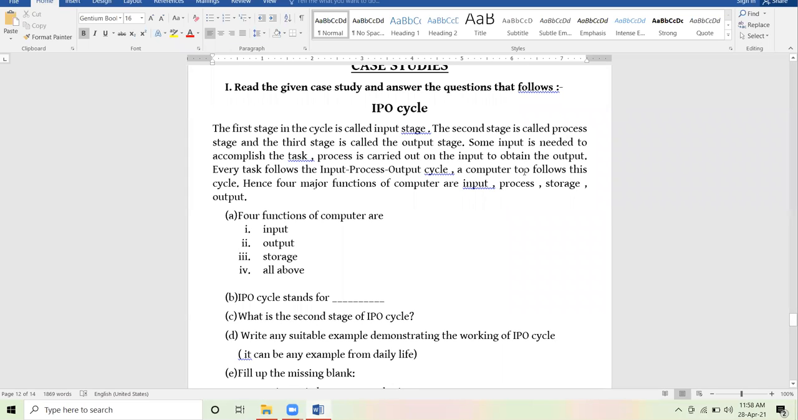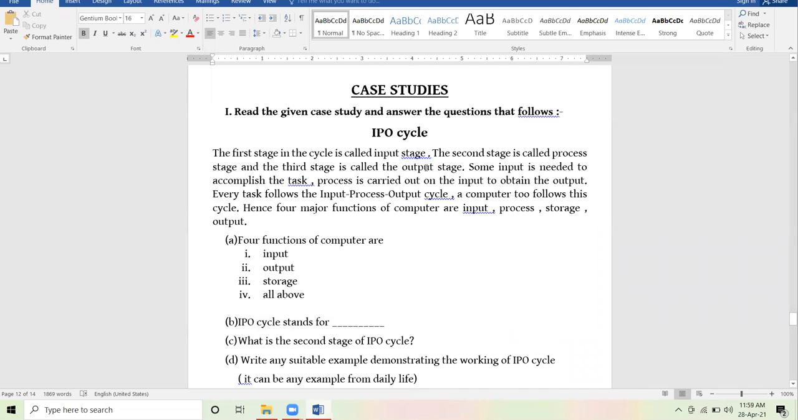First of all, keep a rough notebook in front of you. Everybody pick up a pen, write the date, and write the heading case studies. In the next week's test, I'll be giving one case study. So today we are starting the new topic, case study. I want you to get familiar with this topic.